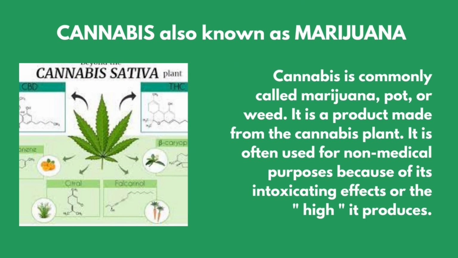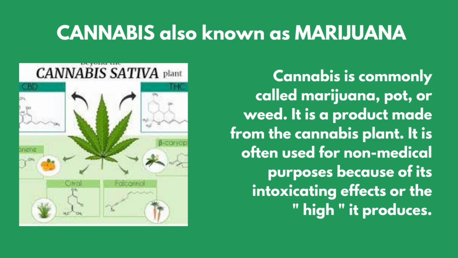Cannabis, also known as marijuana, is commonly called pot or weed. It is a product made from the cannabis plant. It is often used for non-medical purposes because of its intoxicating effects or the high it produces. People often use the words cannabis and marijuana interchangeably. The word cannabis refers to all products derived from the plant Cannabis sativa. The cannabis plant contains about 540 chemical substances.